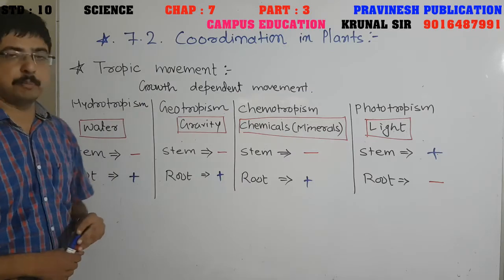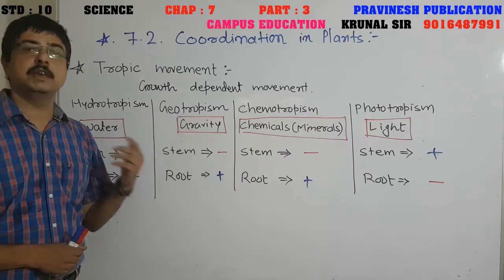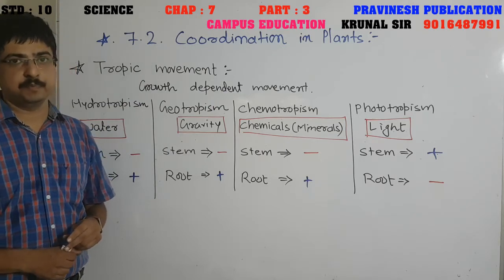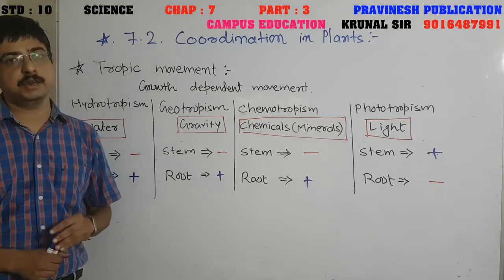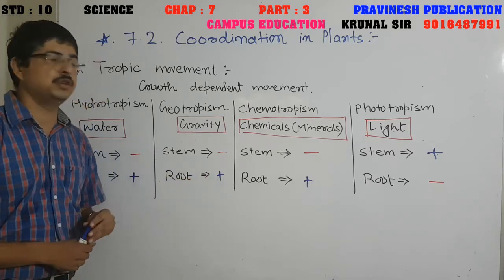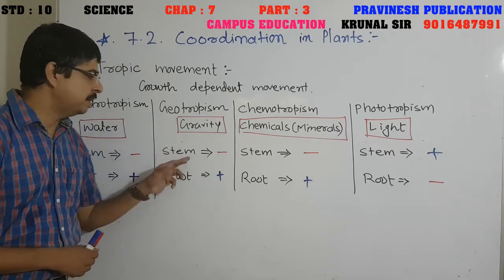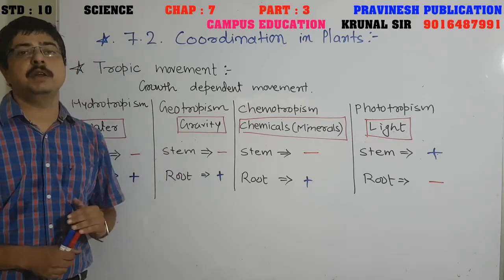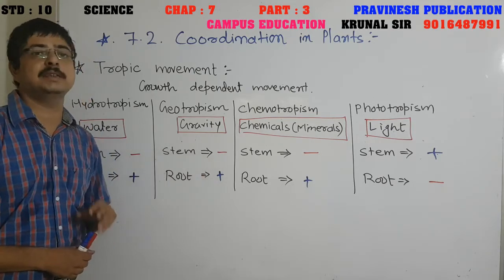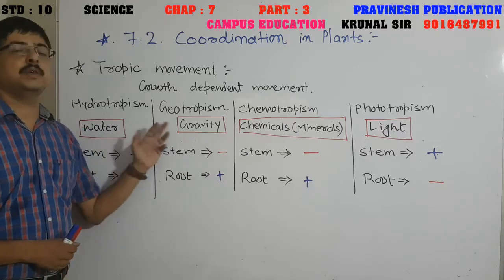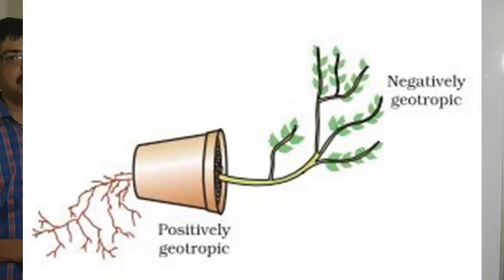Next one is geotropism, so that is gravity. This movement is caused due to gravity. Friends, here the root will go towards the earth, that is in the direction of gravity, so that is positive geotropism shown by the roots, and the stem will grow away from gravity, that means it will go in the opposite direction of gravity, so that's why it is known as negative geotropism. So you can see in the diagram, the root will move towards gravity, so that is positive geotropism, and the stem will go away from gravity, so that is negative geotropism.